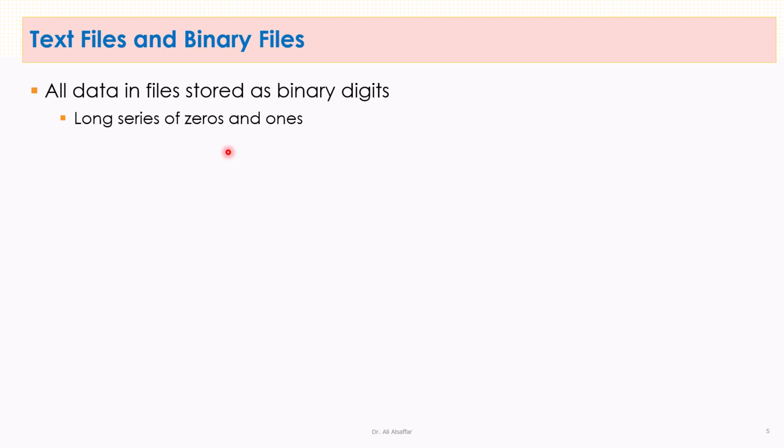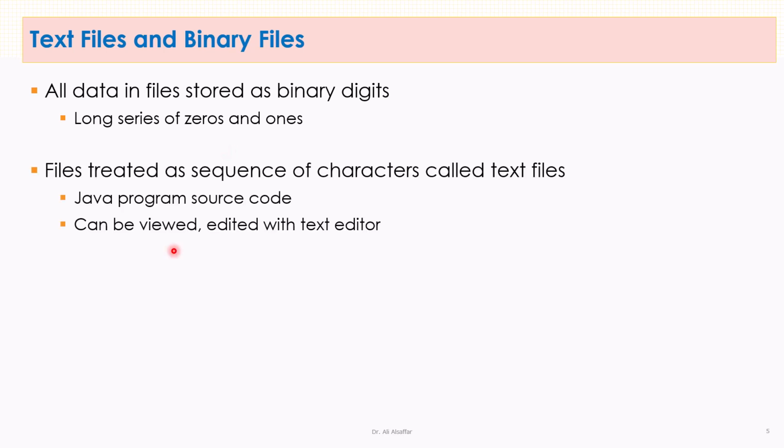Let us talk about this in more detail. Let us first talk about text files. Text files are files that, if you look at the data inside them, appear as a sequence of characters when they are opened by text editors, then we say that they are text files. So files treated as a sequence of characters are called text files. For example, the files that contain your Java program source code are text files.